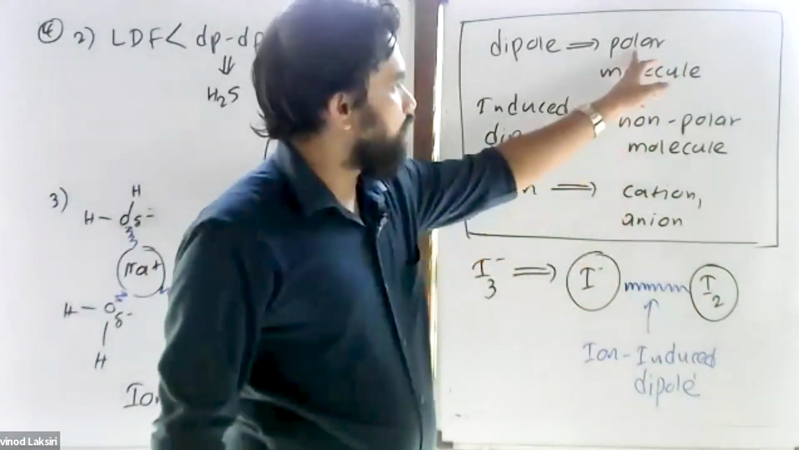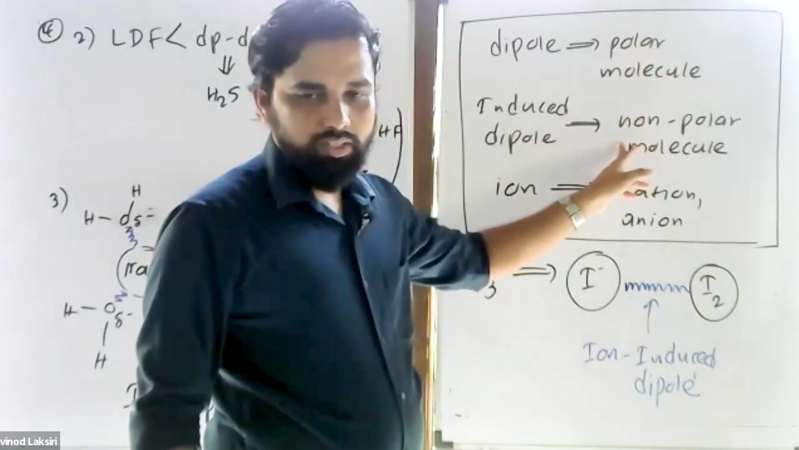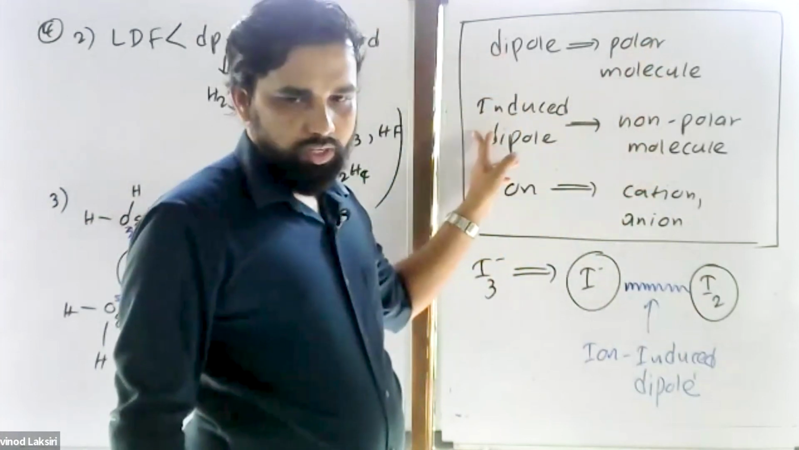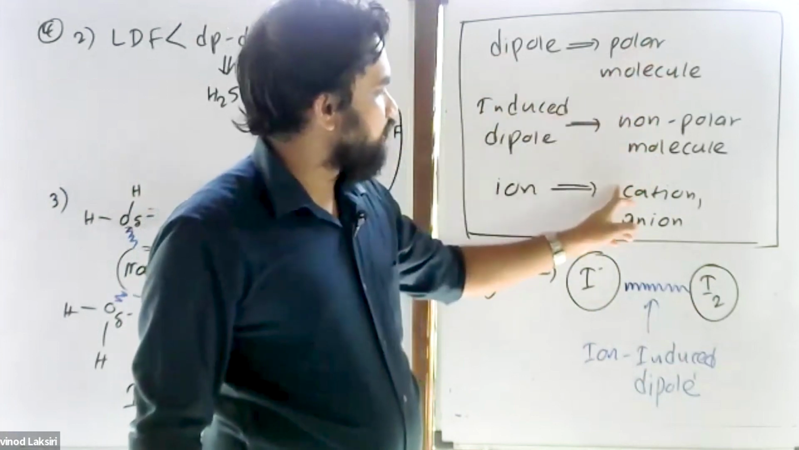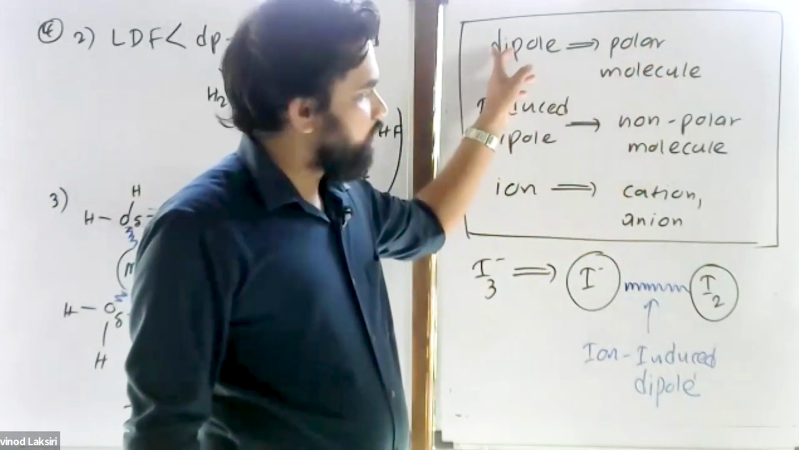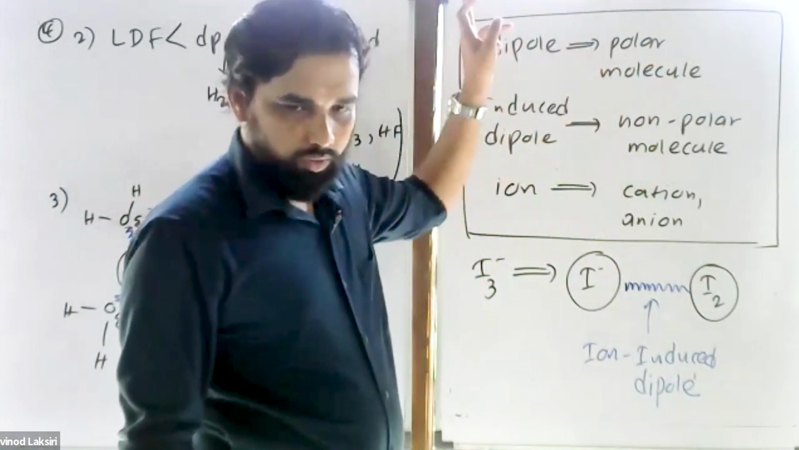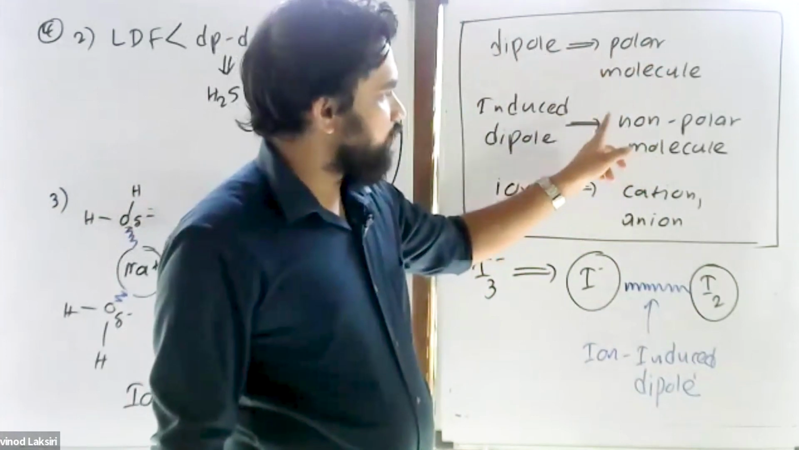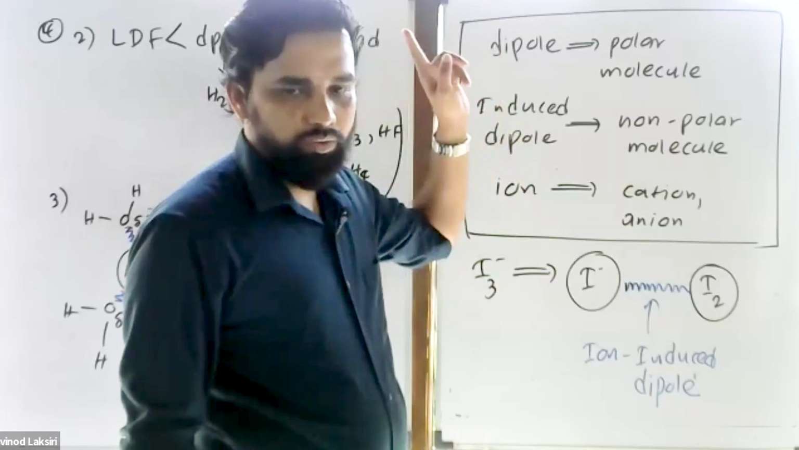That means the interaction present between a polar molecule and a non-polar molecule. What's the name? Dipole induced dipole. The interaction between a polar molecule and a cation is ion dipole. The interaction between a polar molecule and a polar molecule is dipole dipole, right? The interaction between a non-polar molecule and a non-polar molecule is induced dipole, induced dipole.